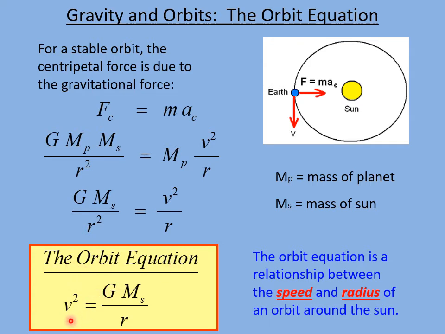The velocity squared, or speed squared, of the planet is equal to big G, the gravitational constant, times the mass of the sun divided by r. And remember, r is the radius of the orbit, so this would be the distance between the planet and the sun. What this equation really is, is a relationship between the speed and radius of an orbit of a planet around the sun.